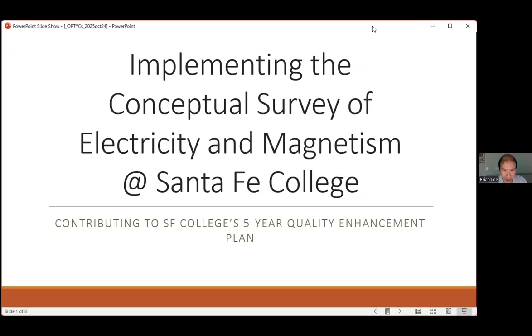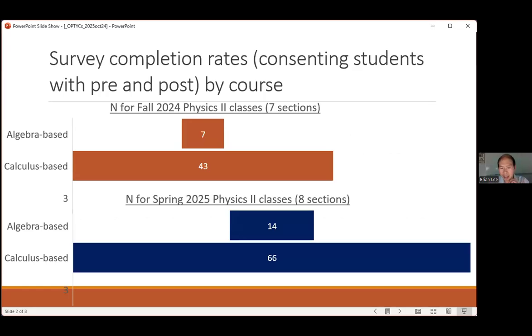So that's on my next slide here. We've been running this for 1 year so far. So fall 2024, spring 2025, we're running it again this term. We have a whole lot of engineers who need to take physics 2, not as many other people who need to take physics 2. So not very many classes of algebra-based physics 2 have taken it.